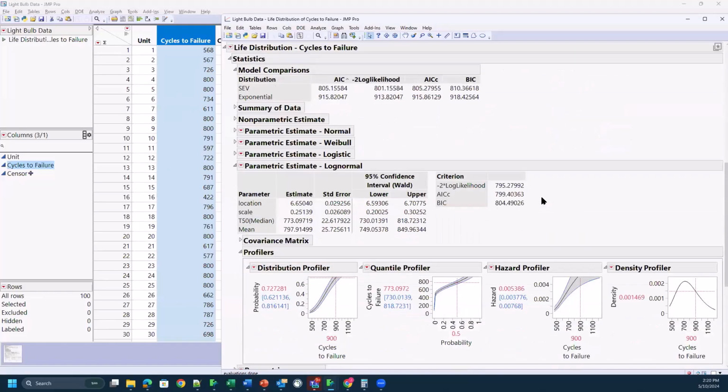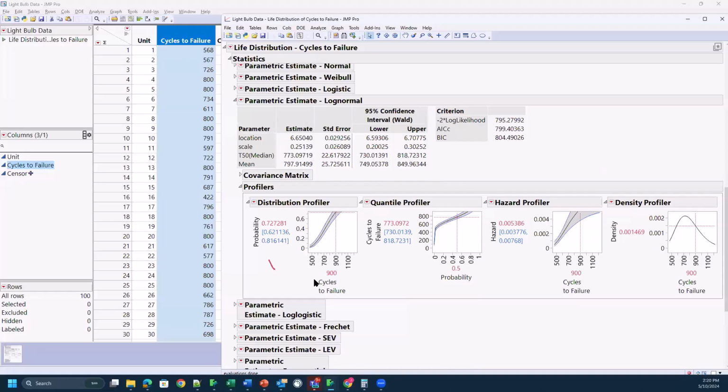If I scroll on down a little bit, here's that same distribution profiler. This is exactly the same as we saw above. But we've also got here a Quantile profiler. The Quantile profiler flips the axes. So our cycles to failure is now on the y-axis and our probability is on the x-axis. So we can grab and drag around here and say, well, when do I think 40% of my product will fail? Well, it's at 725 cycles.